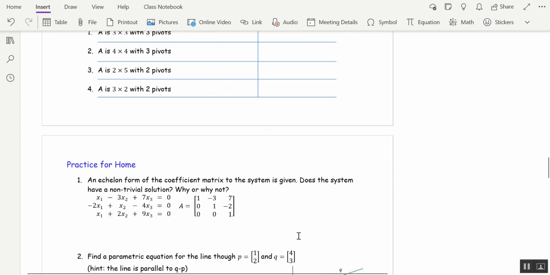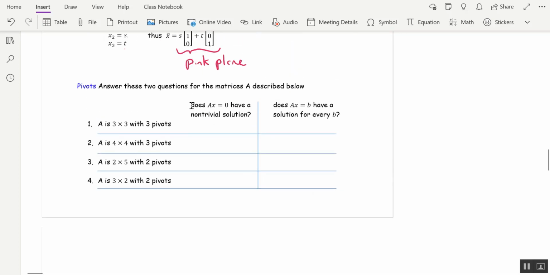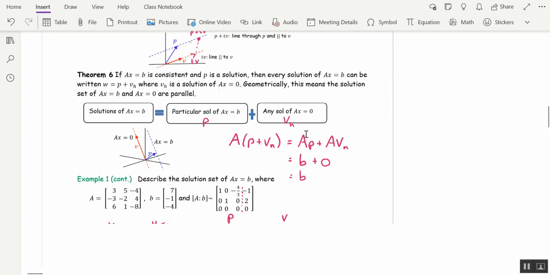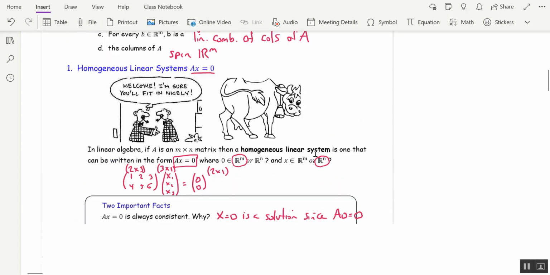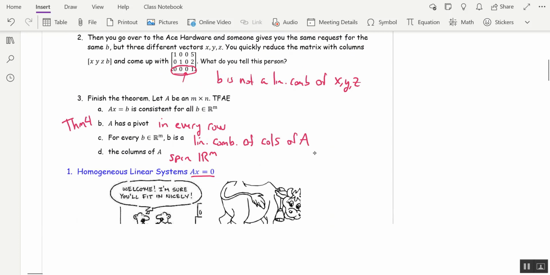Okay, finally, what we're going to end with here is a question about pivots. And to answer these questions, I'm going to be looking at two things. Let's scroll back to page 1. I'm going to be looking at: Ax equals 0 has a non-trivial solution if and only if the system has a free variable. Okay, so there's one fact I'll be using. And then I'm also going to be looking at theorem 4, which talks about if A has a pivot in every row, that's equivalent to Ax equals b is consistent for all b.